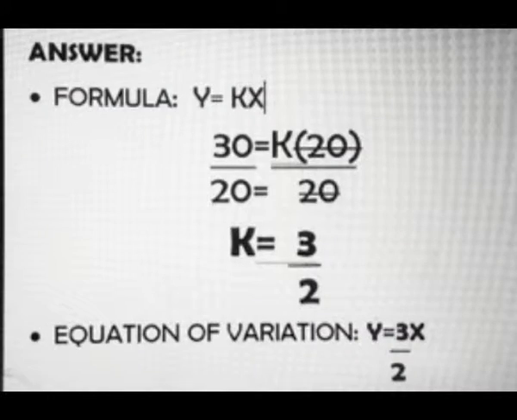Substituting the given values in the equation, 30 is equal to 20k. Divide both sides by 20, so the answer will be k is equal to 3 over 2. Equation of variation, y is equal to 3 over 2 x.